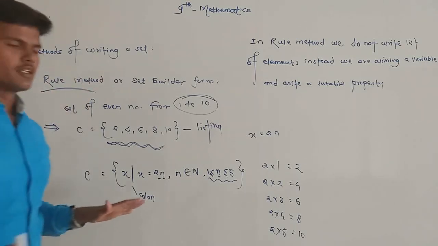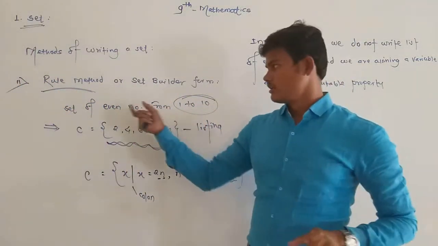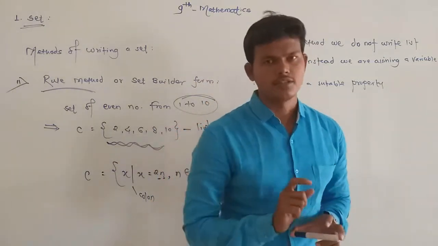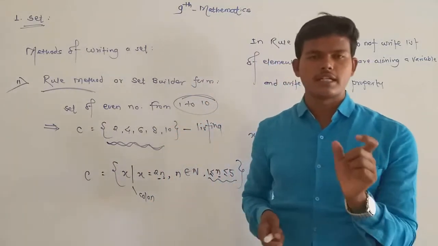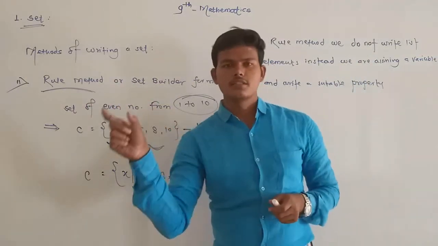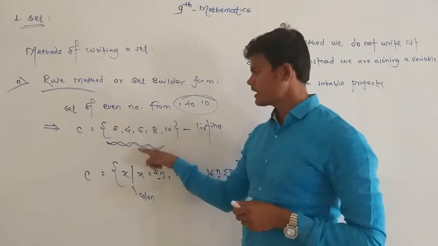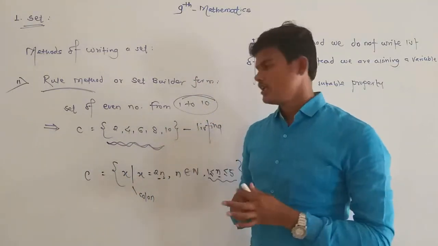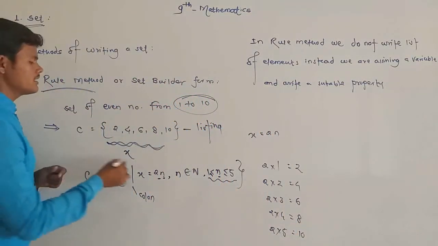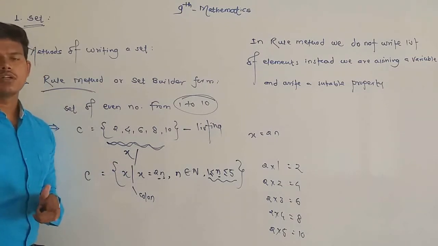Simply, what is the difference between the rule method and the listing method? In the listing method, as the name suggests, we write a list of elements, and in the rule method, instead of writing elements, we assign a variable for them. So we are assigning a variable x. But what does x denote? x denotes an even number.